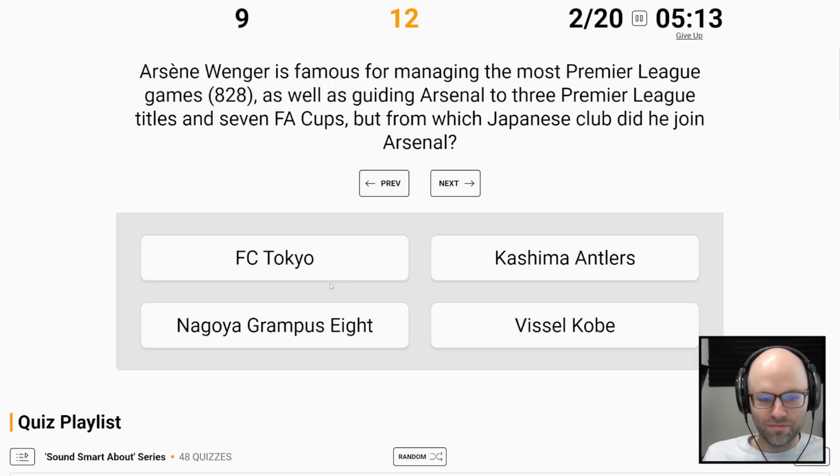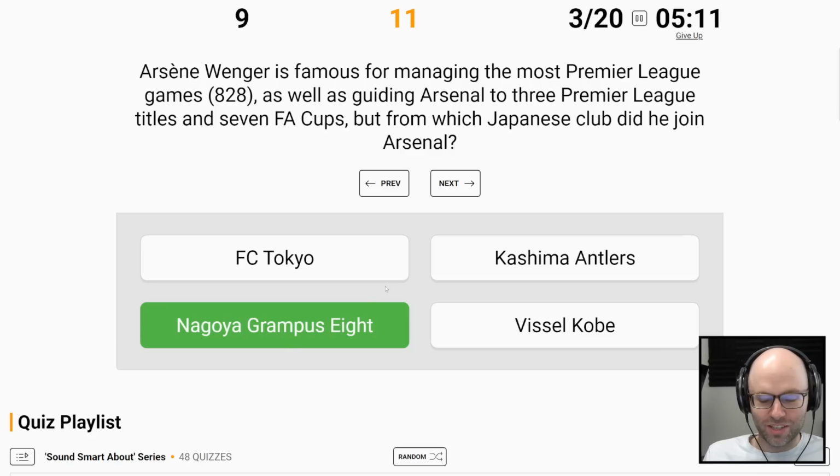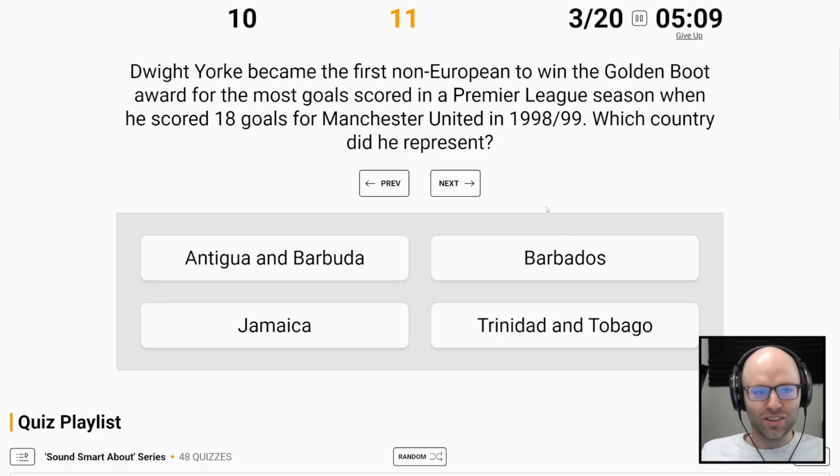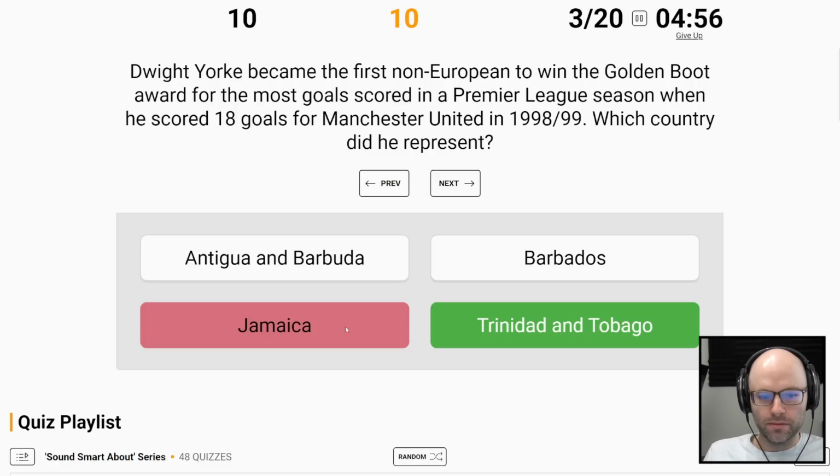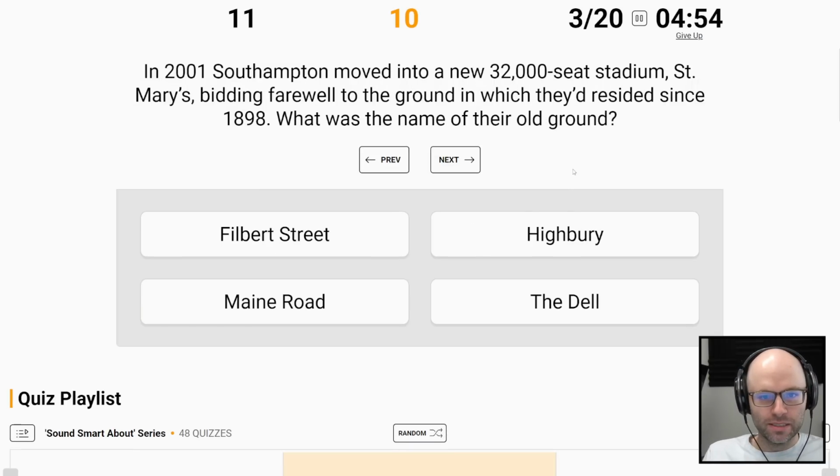I'm going to say the Nagoya Grampus 8. Dwight Yorke became the first non-European to win the Golden Boot when he scored 18 goals for Manchester United in 1998-1999. Which country did he represent? Jamaica. No, it's Trinidad and Tobago.